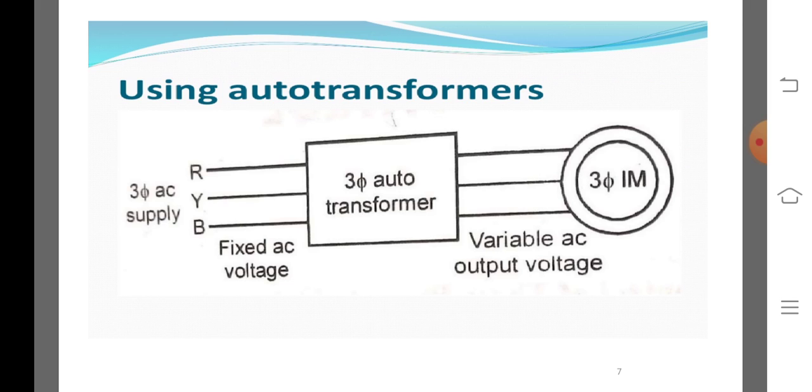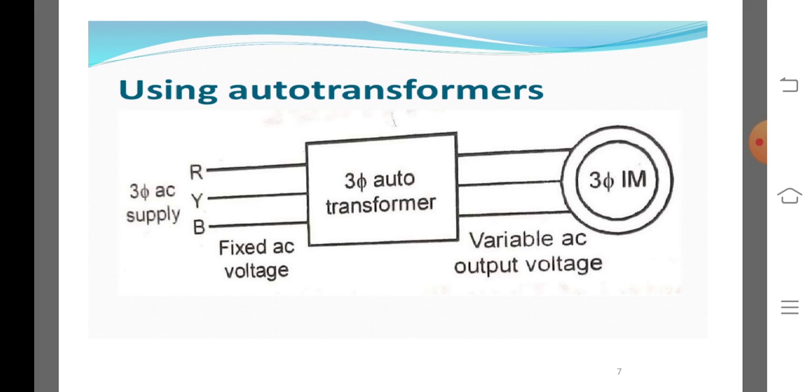Based on some approximate relationships at low slip values, the following equations can be written. The secondary current I2 is proportional to slip and voltage divided by the secondary resistance, that means I2 equals sV by R2.